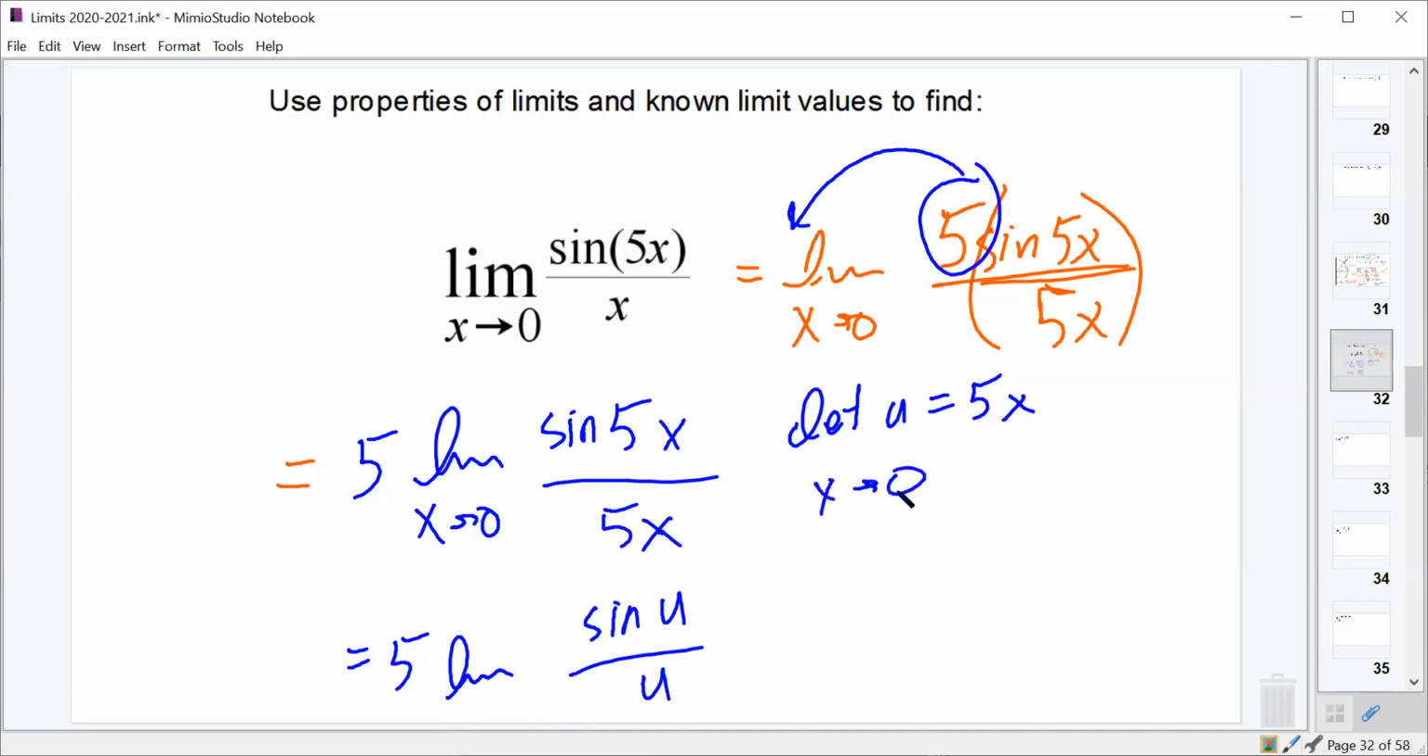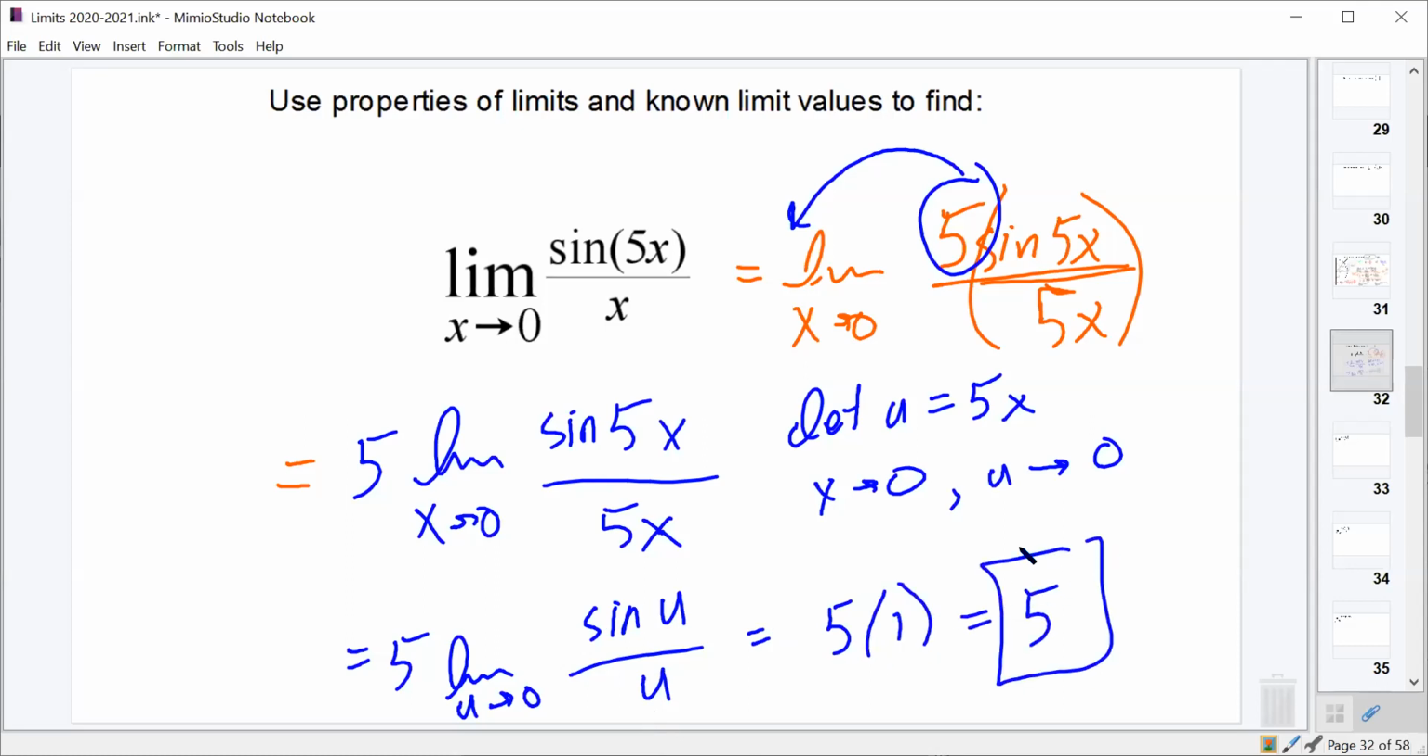We know that x is approaching 0, right? Well, if x is approaching 0, what is u? U is 5 times x, right? So if x is approaching 0, what can you tell me about u? U must be approaching 0, right? 0 also, exactly. So we could rewrite this, if we let u equal 5x, as 5 times the limit as u approaches 0 of sine u over u. And what's the limit as u approaches 0 of sine u over u? 1. And then 1 times 5 is 5. 5 times 1 gives us 5.